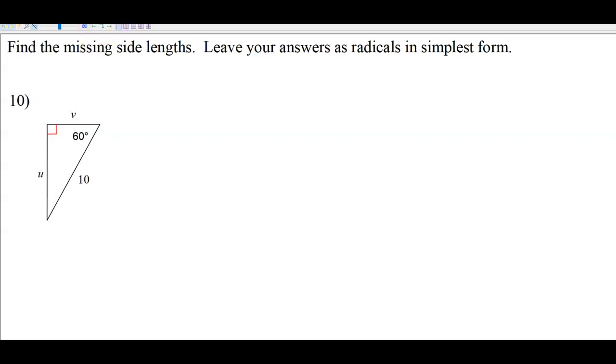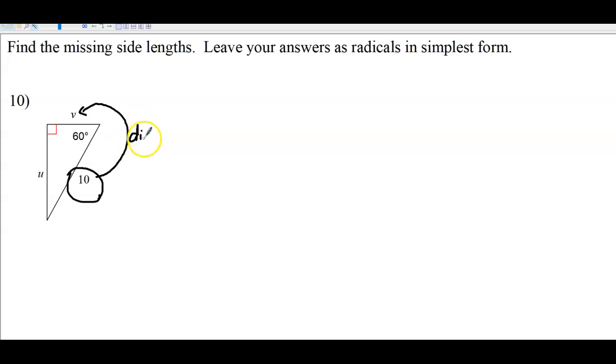Number 10. All right, on this one, once again, what kind of a triangle are we dealing with? We're dealing with a 30, 60, 90. What side did they give us, though, this time? What side is that? Is that the long leg, the short leg, or the hypotenuse? Well, that's the hypotenuse. And when they give you the hypotenuse, you're going to jump to the short leg by doing what?